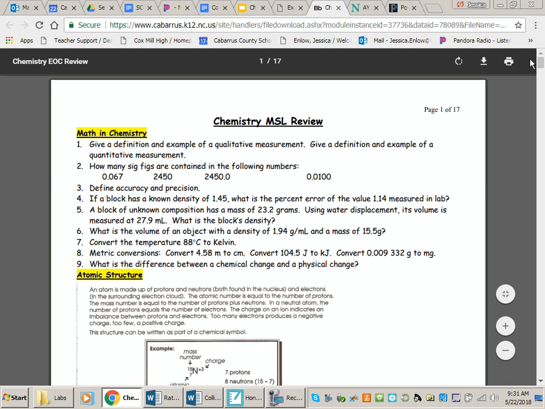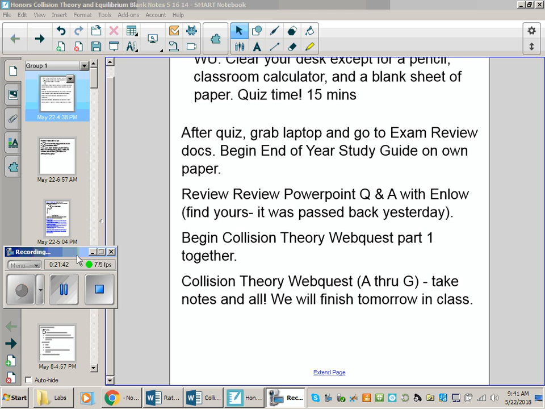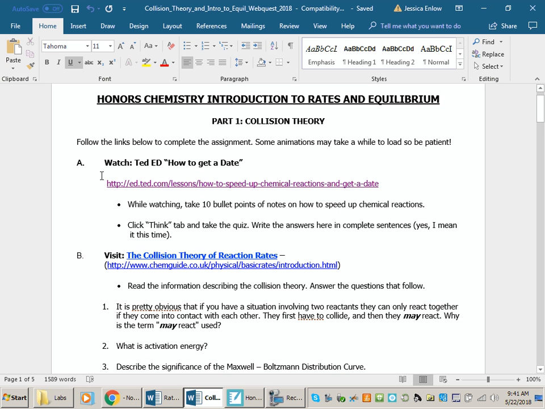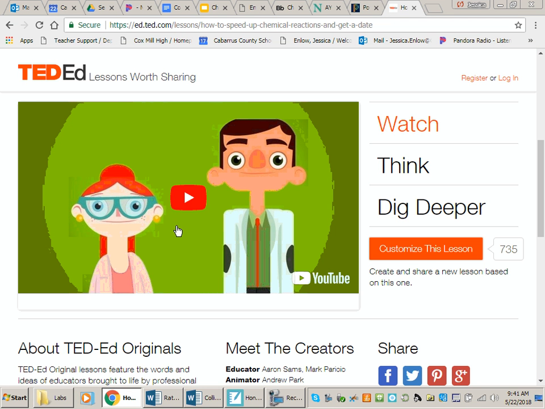And when you're doing this, label the section yellow and green so that we can be on the same page when I'm looking over your items. Oh, and I didn't tell you this. All right, so we're doing the first part together. 10 bullet points on how to speed up a chemical reaction. This is under documents. Somebody at your table can tell you what's going on, okay?